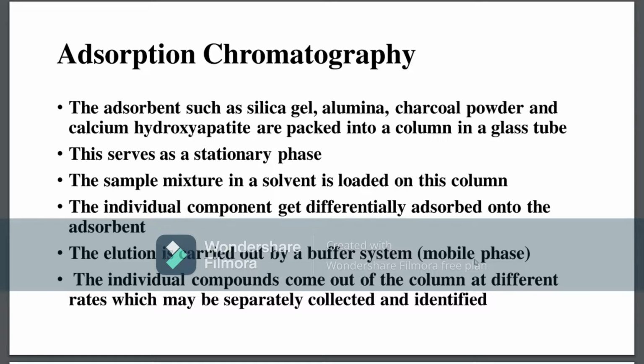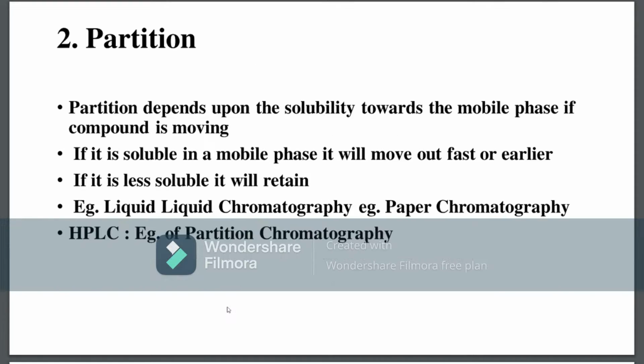As I told you, this is a mobile phase. The individual compounds come out of the column at different rates, which may be separately collected and identified. Now the second mechanism is partition. Partition depends upon the solubility towards the mobile phase. If a compound is soluble in the mobile phase, it will move out fast or earlier. If it is less soluble, it will be retained.